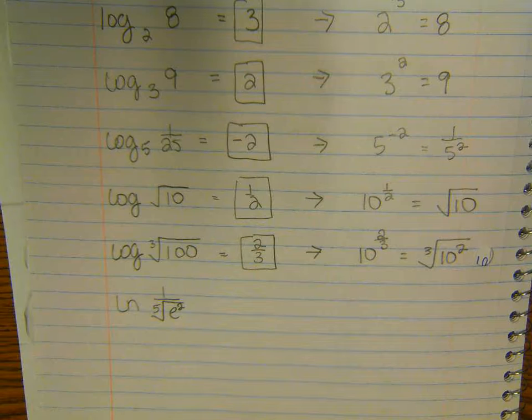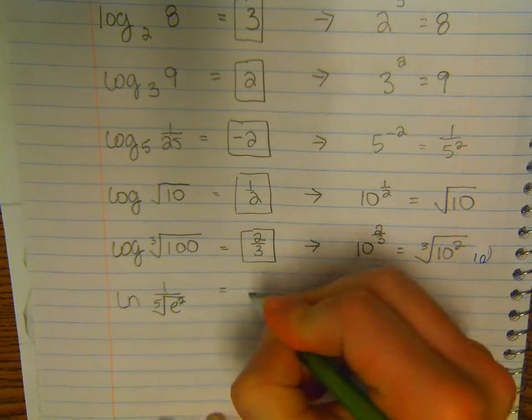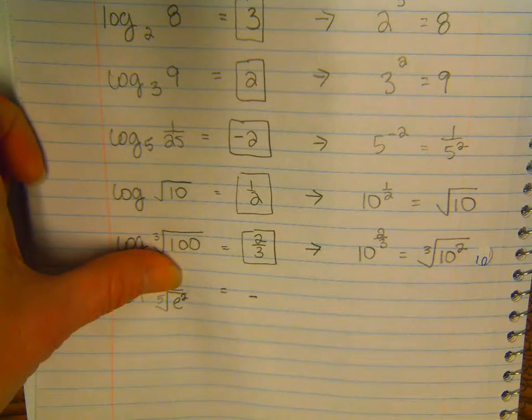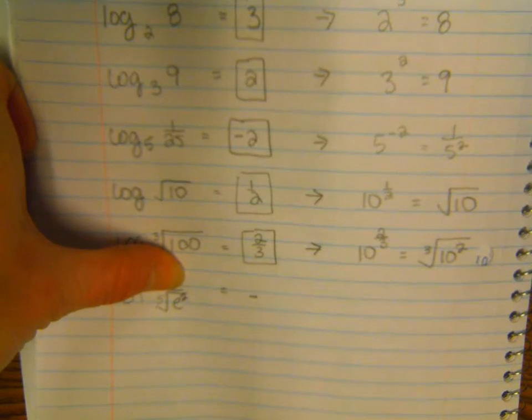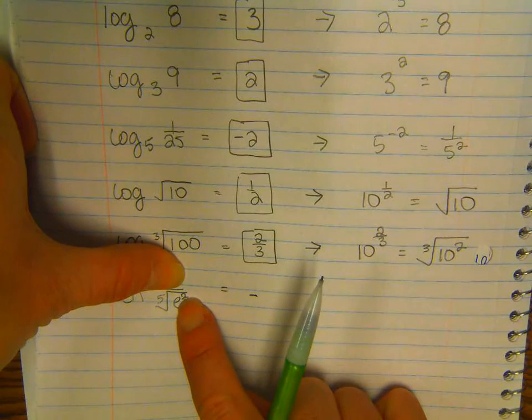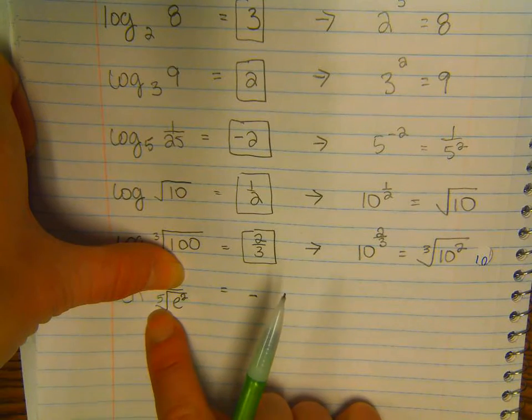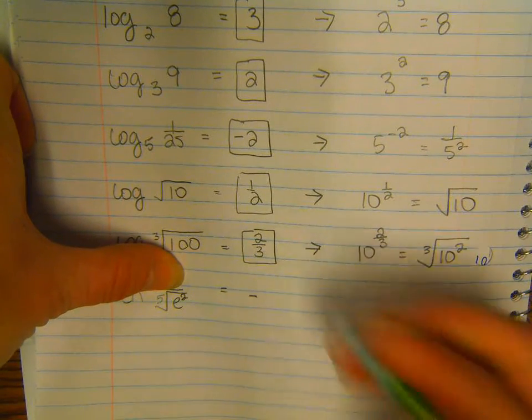Okay, he said negative 2 over 5. Let's go piece by piece. 1 over is negative, correct? So let's cover that up because we talked about that. This is e squared, so it's a power of 2. But then 5th root, that's the 1/5 power. This is negative 2 over 5.